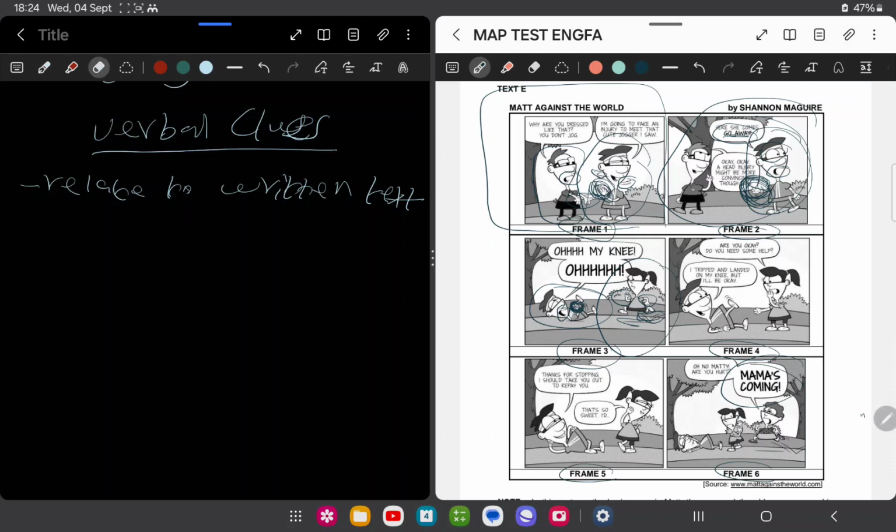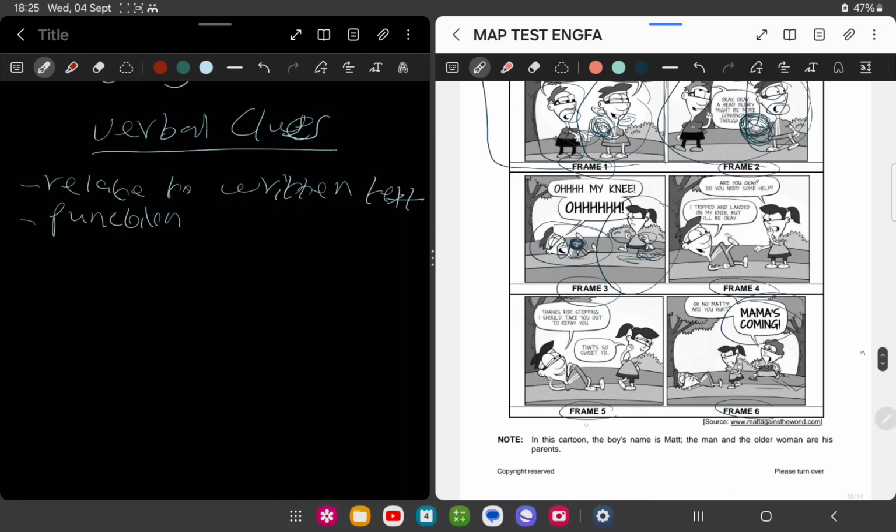Don't mind my handwriting, it's very bad. You have to relate to text. You have to check all written details provided in the frame. For example, you also have to check the punctuation usage. For example, in frame number 5, the punctuation used here, the words uttered by the girl. That's so sweet. Then from there, there's an ellipsis. Let me cancel so that you can see the marks there.